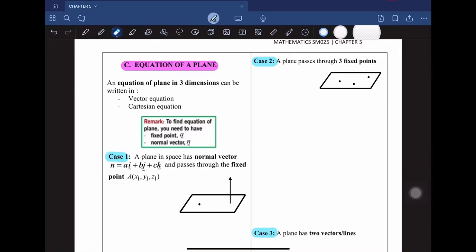Okay, so in this video I will only cover one part from 5.4, which is we are going to find the equation of a plane. There are two types of equation. The first one is the vector equation and another one would be the Cartesian equation.